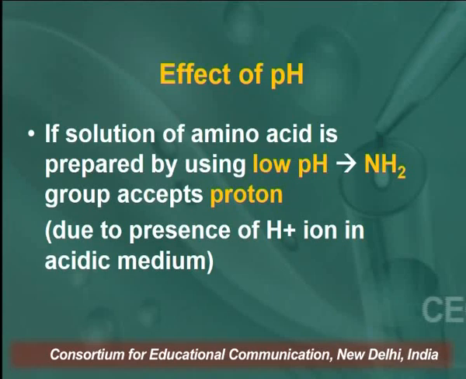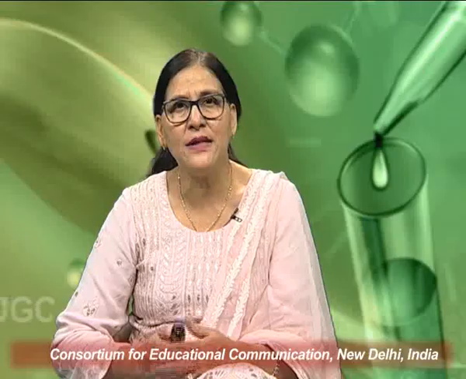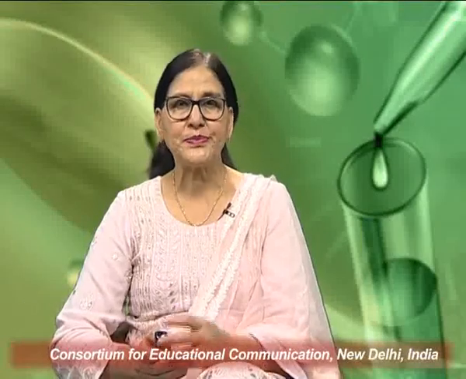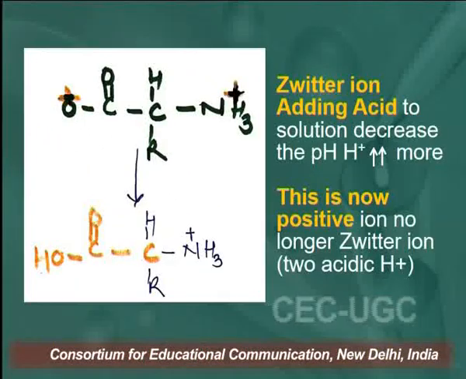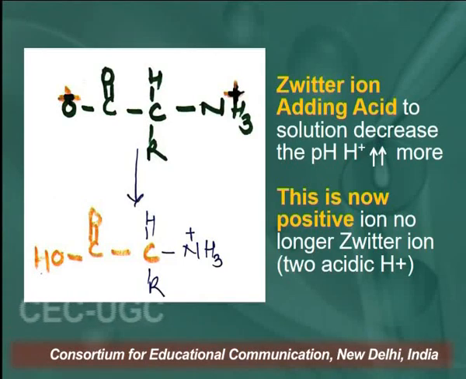If a solution of amino acid is prepared at low pH, what happens? The NH2 group present in the amino acid accepts a proton due to the presence of H plus ions in the acidic medium. So you can see here how the Zwitterion behaves. In this structure, the oxygen is negative and nitrogen is positive. It means that from the carboxylic part deprotonation takes place, and for the amino group protonation takes place. Now it is a Zwitterion.